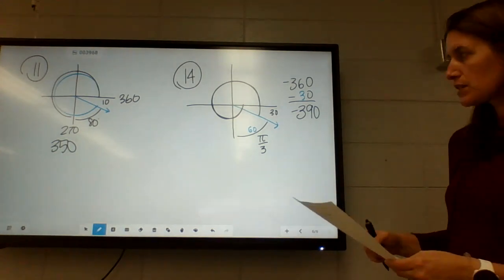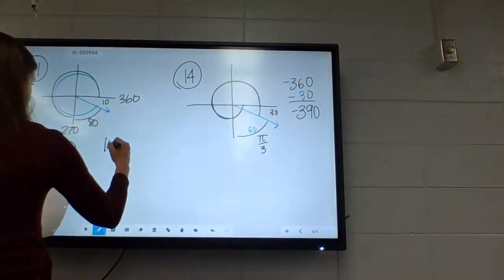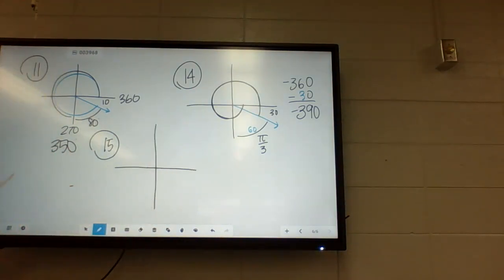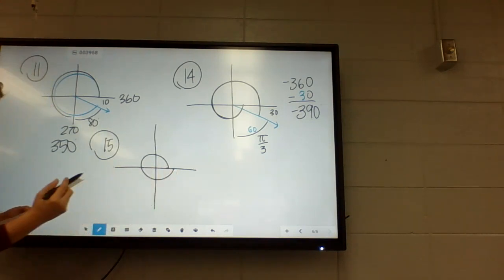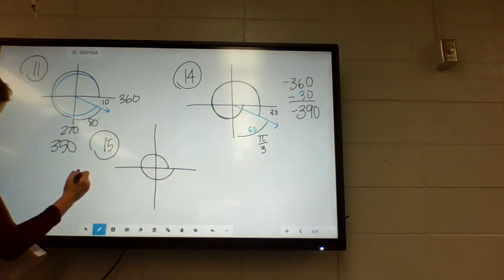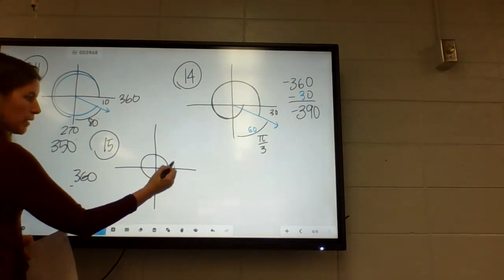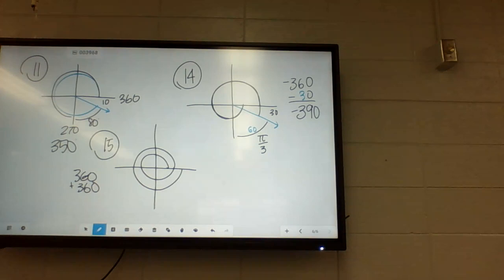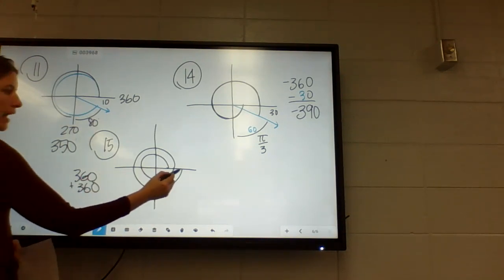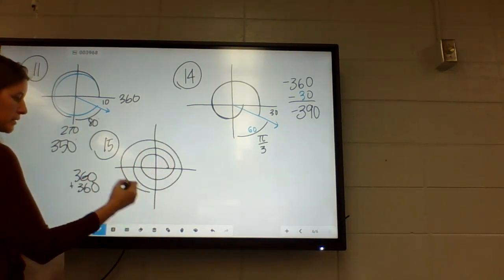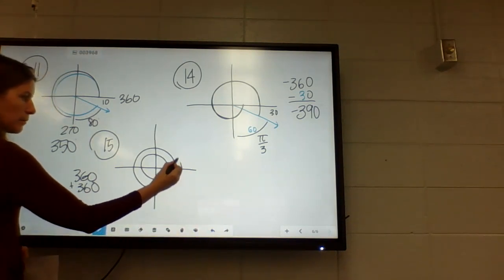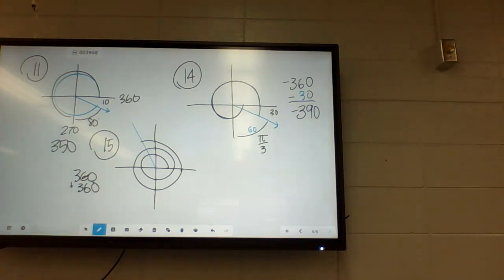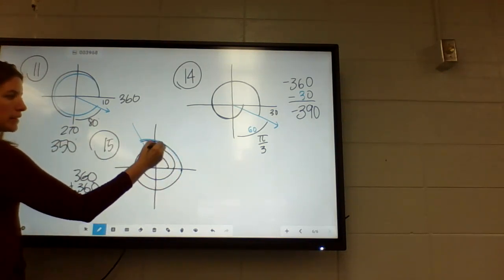Number 15 spins around a bunch of times here. So it goes around once, so that's 360 already. Goes around again, that's another 360. And then it goes around again part of the way, not that far, so part of the way, like up over here. So we're looking at just this extra amount here.